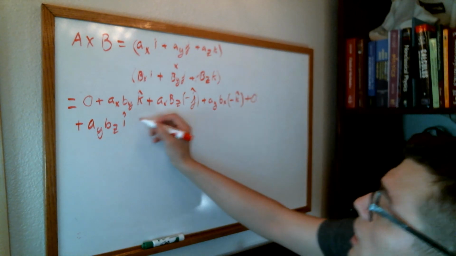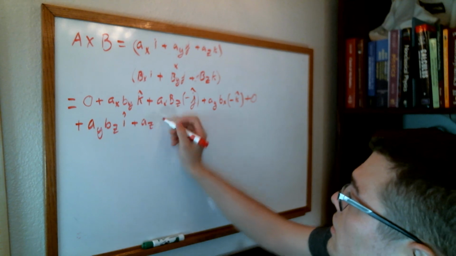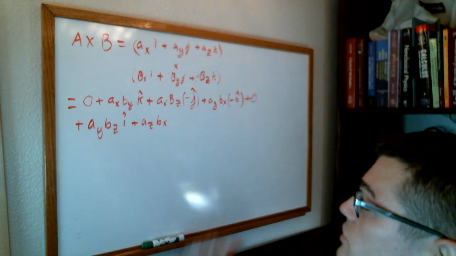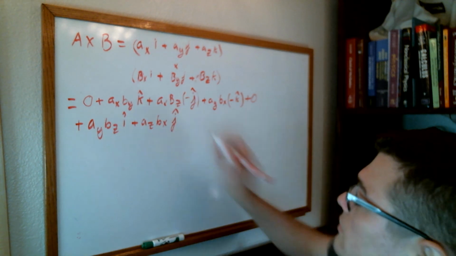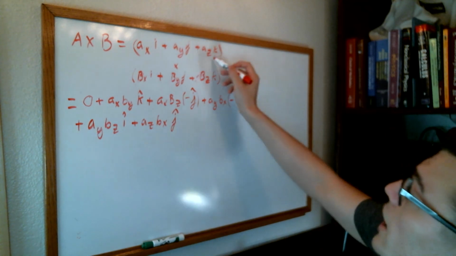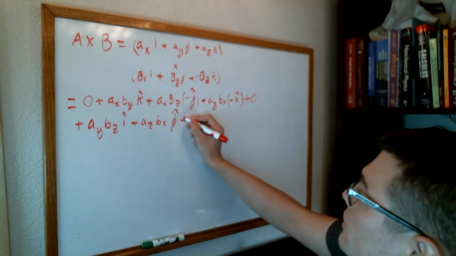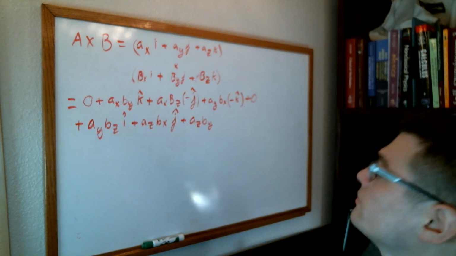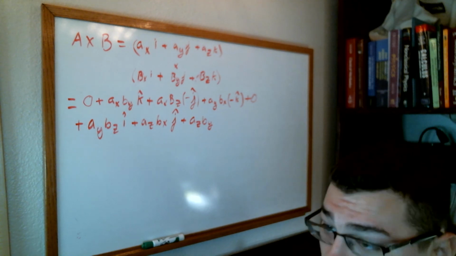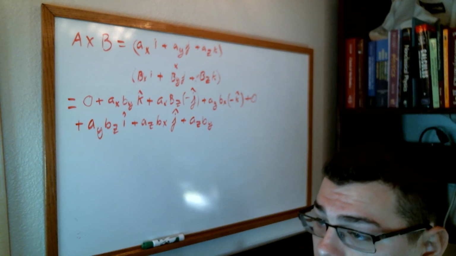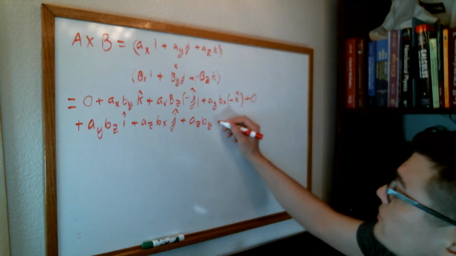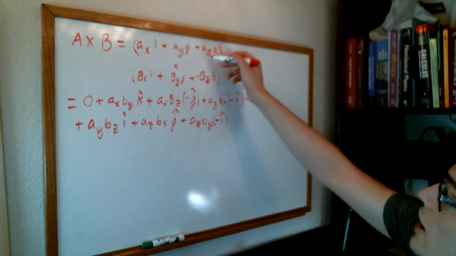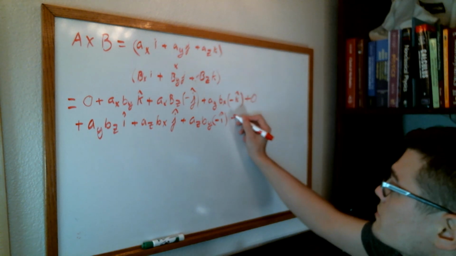And next we have plus AzBx. That's k cross i, so that's going to give us j hat. And then AzBy, and so then we have k cross j, and k cross j is going to give us negative i hat. And then we have AzBz, but that's k cross k, and that's going to give us plus 0.